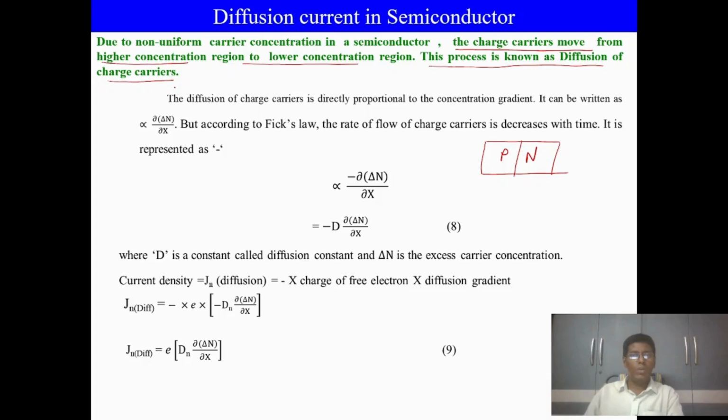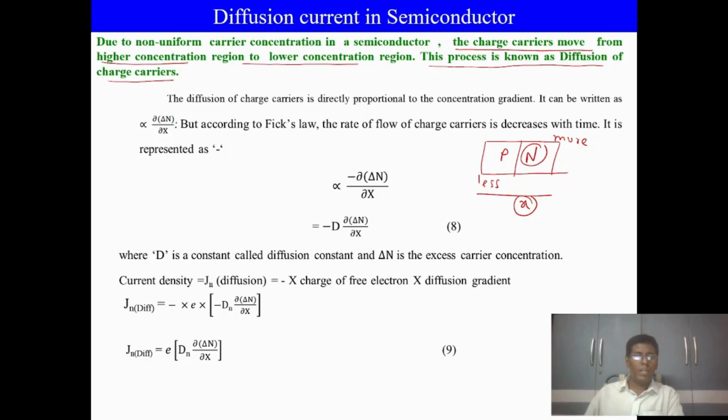Now, in order to get the derivation of diffusion current, consider an n-type semiconductor which contains more electrons, while the p side has fewer electrons. That means as the distance x changes from n-type to p-type, the number of electrons also changes. That is, the diffusion of charge carriers is directly proportional to the concentration gradient.